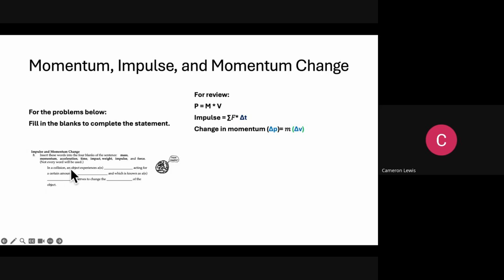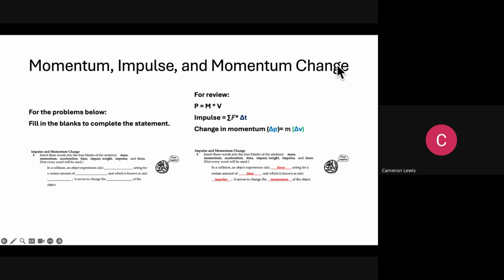So now I'll say that all together. In a collision, an object experiences a force acting for a certain amount of time, which is known as an impulse. It serves to change the momentum of the object. See how that goes together? I liked how we did it the first time and just put in the words, but once we did, we were able to go backwards and use the definitions to get us there. Change in momentum is equal to impulse. An impulse is a force for a certain amount of time.